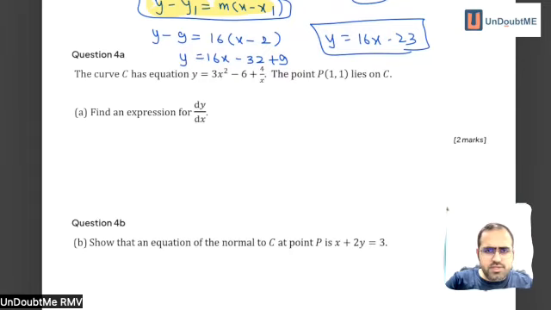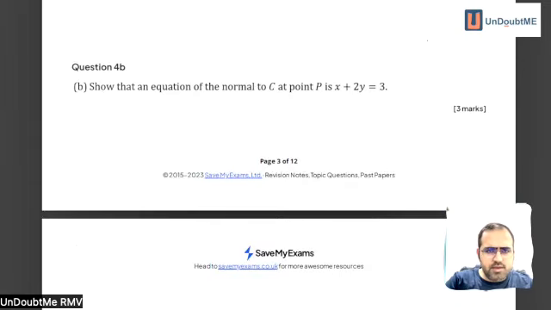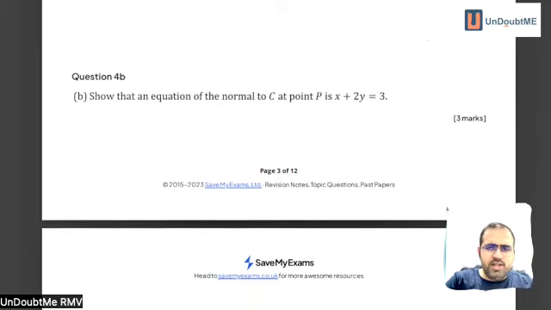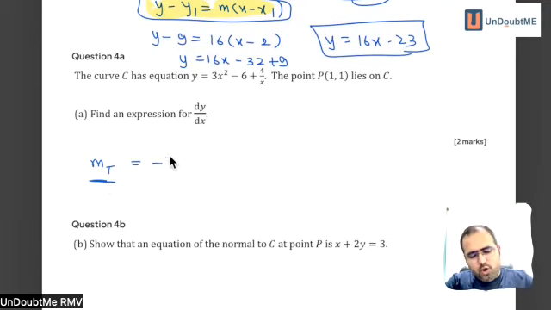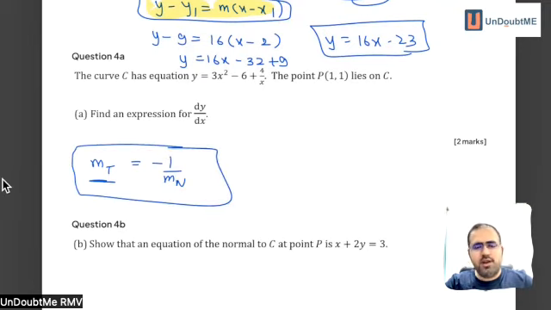The curve has an equation. This question is repeated. Look, show that the equation of the normal. So understand one thing, whenever we get the gradient, we have a point. If m_t is the gradient of a tangent, then for the normal, it will be the negative reciprocal, because tangent and normal are perpendicular to each other. So whatever dy by dx value you get, you have to just take the negative reciprocal.